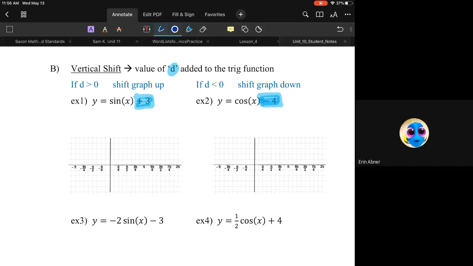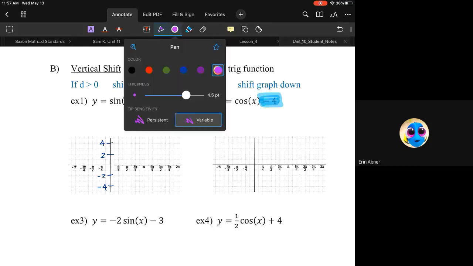So we're going to start by looking at our graph. We're going to put some values in here. I'm going to count by 2. So this is 2, and this is 4, -2, -4. And then we're going to graph our original function.